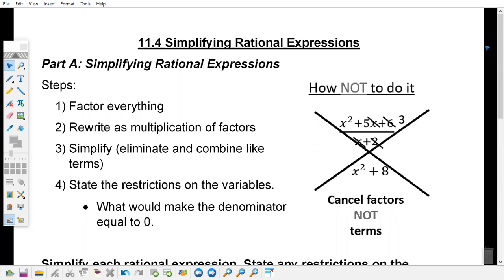Now, what to not do. If you look over here, when you have a polynomial divided by another polynomial, you cannot just go through and cancel out terms, okay? You only can cancel out factors. You only can eliminate factors. You cannot just cancel out terms like, oh, I got a 6 here, I got a 2 here, I got an X here. That's not how it works. Do not do that. We only cancel factors, not terms. Got it? All right.